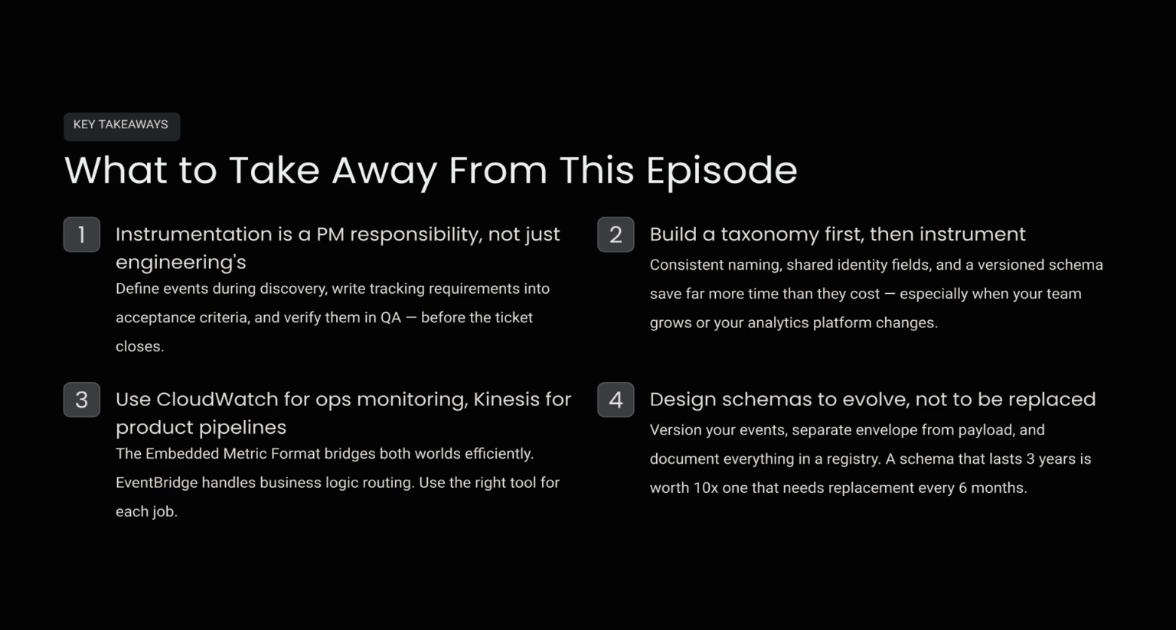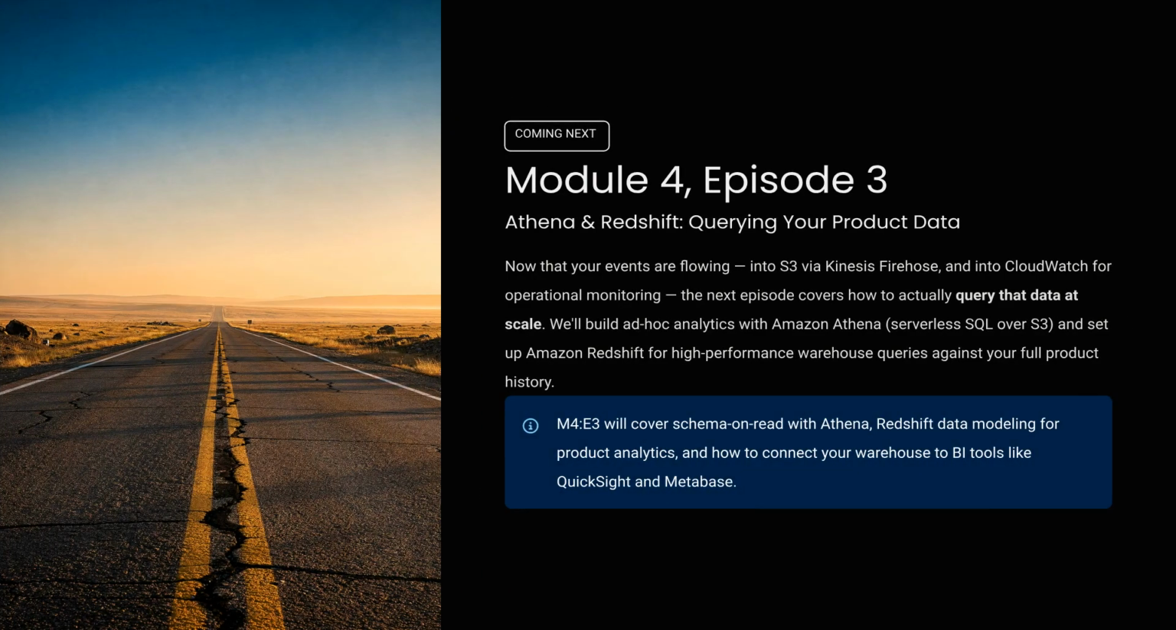Key takeaways include treating instrumentation as a PM responsibility, building a taxonomy before instrumenting, using CloudWatch for ops and Kinesis for product data, and designing schemas for evolution. In the next episode, we will cover how to query your collected product data at scale using Amazon Athena for serverless SQL over S3 and Amazon Redshift for high-performance data warehousing.